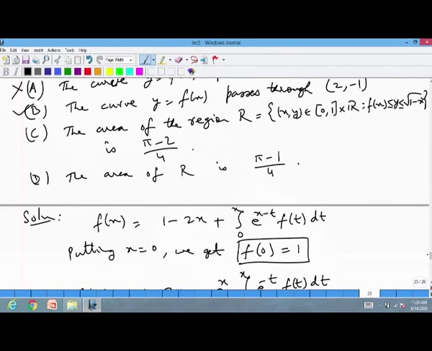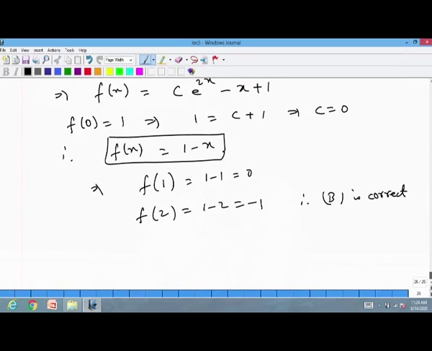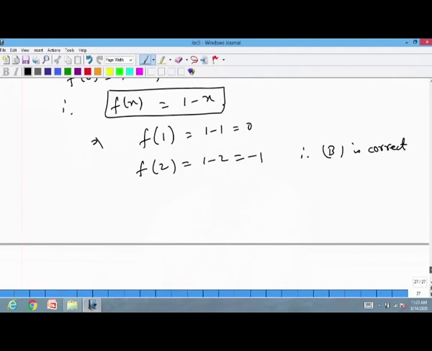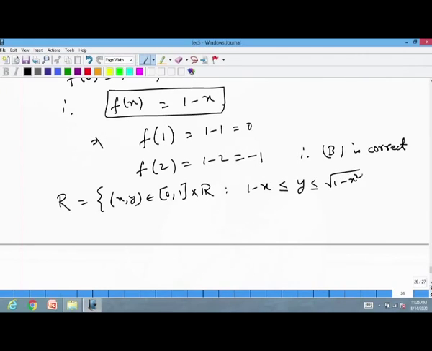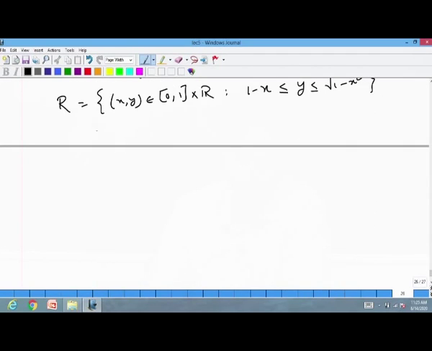Option C and D are asking to find the area of this region. So, what is the region? It is y between f x and square root of 1 minus x square. So, this region R is x y belonging to 0 1 cross R, such that f x is 1 minus x is less than or equal to y is less than or equal to square root of 1 minus x square. We need to find what is the area of R.